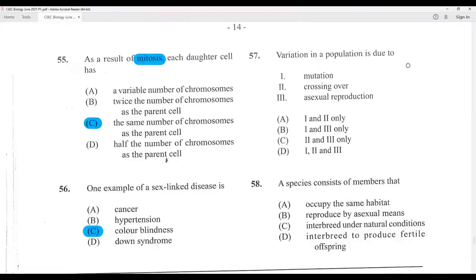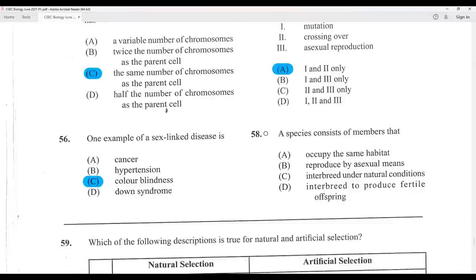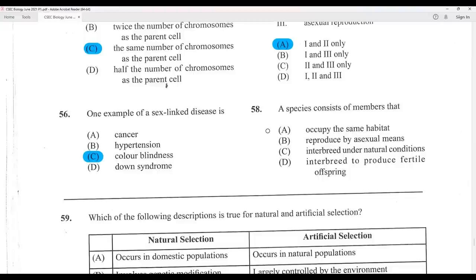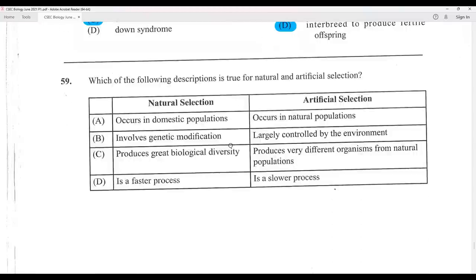57, variation in a population is due to mutation, crossing over, asexual reproduction. No, so we're looking for 1 and 2, which is A. 58, a species consists of members that interbreed and produce fertile offspring. D. 59, which of the following descriptions is true for natural and artificial selection? Natural selection produces a great biological diversity, and artificial selection produces a very different organism from natural population. Natural populations meaning nature, if natural selection had occurred.